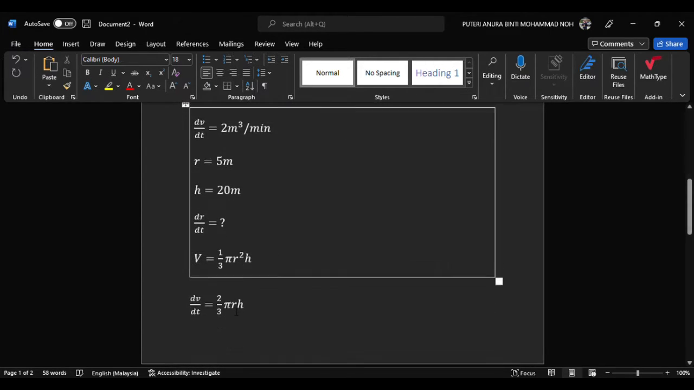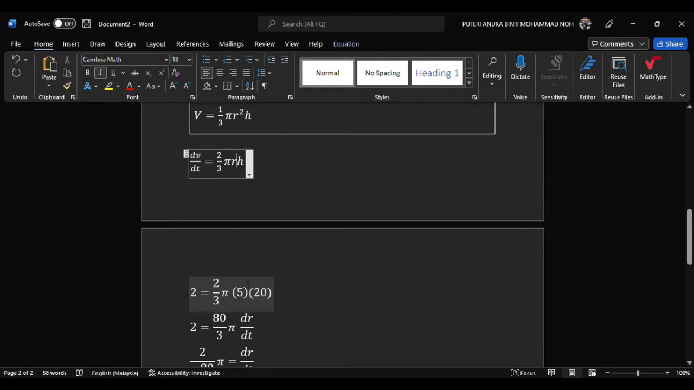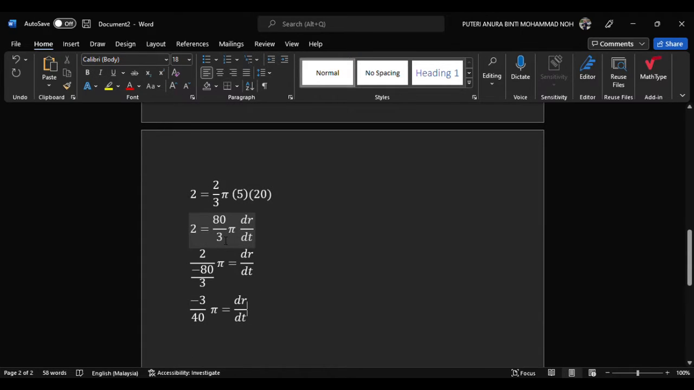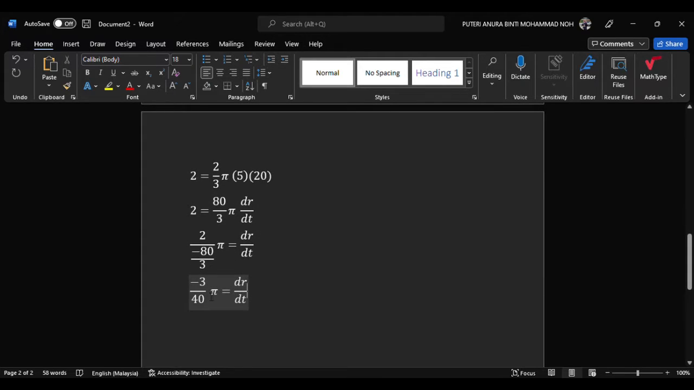meter, and then r, we know that the radius is 5 and the height is 20. Then we simplify, and we get 2 equals 80 over 3 pi dr over dt. And then we need to find dr over dt, so we need to move 80 over 3 pi to the left, and then we get 2 over negative 80 over 3 pi. Then we simplify, and we get negative 3 over 40 pi for dr over dt.